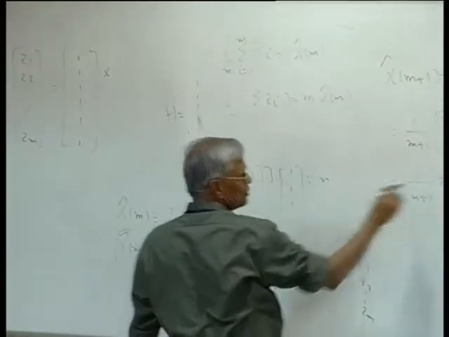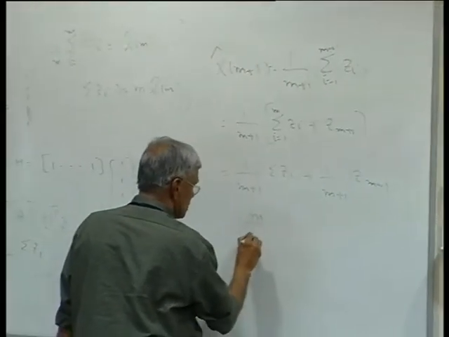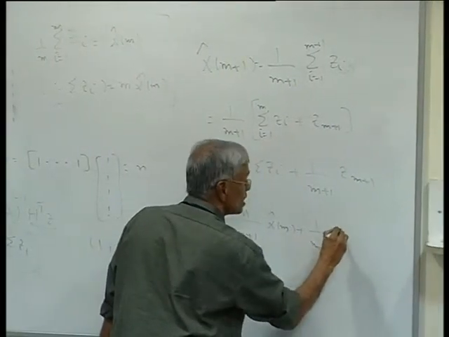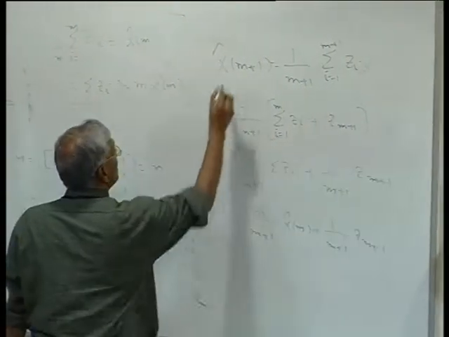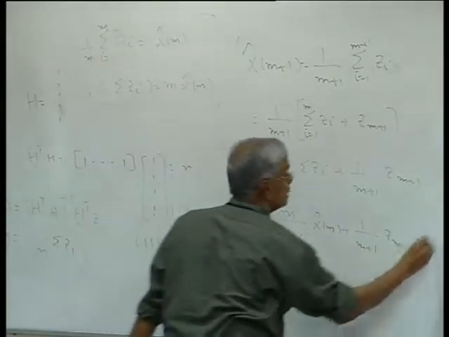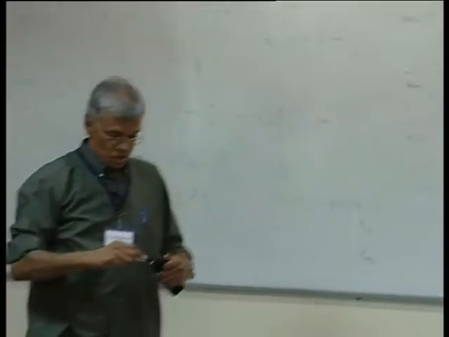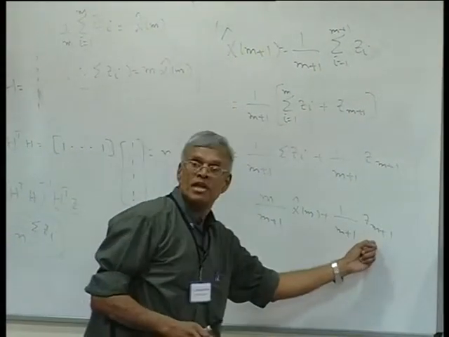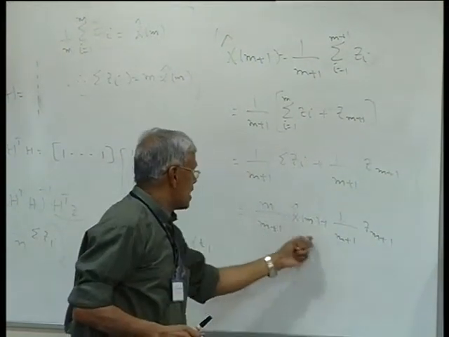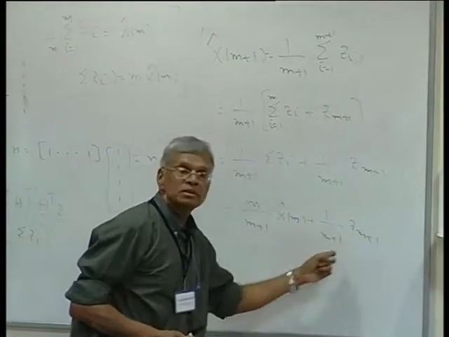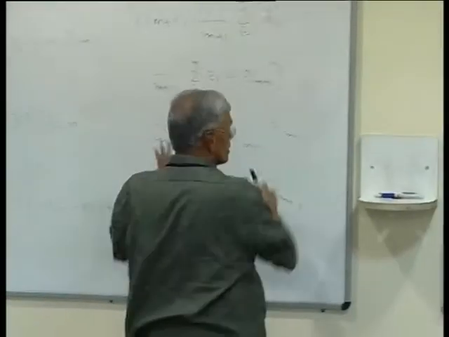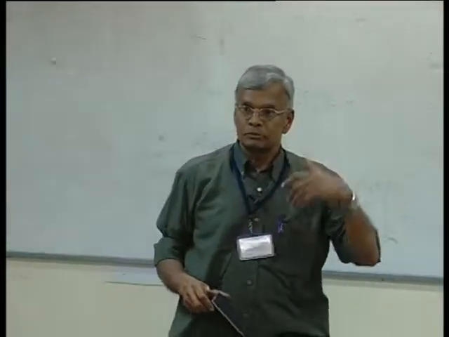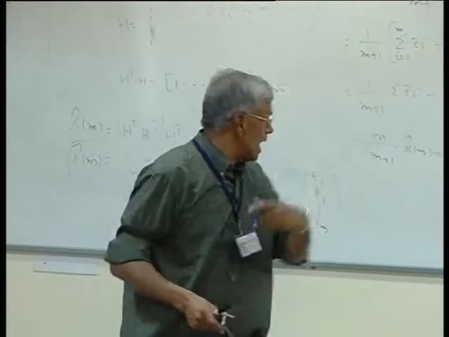If I substitute this in here, what does this become? m over m plus 1 x bar m plus 1 over m plus 1 z m plus 1. And what is that? So your new estimate of your weight when a new observation comes in is equal to the old weight multiplied by this plus this. Hey, that's the recursive version. This is what it comes to when you have a problem of this type. How many heard me?